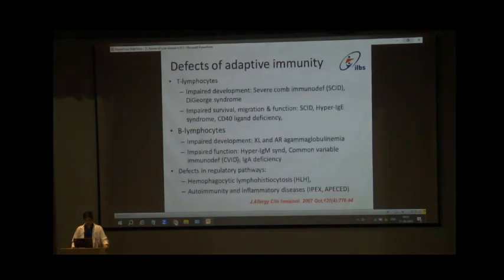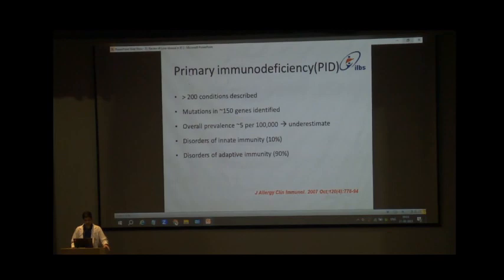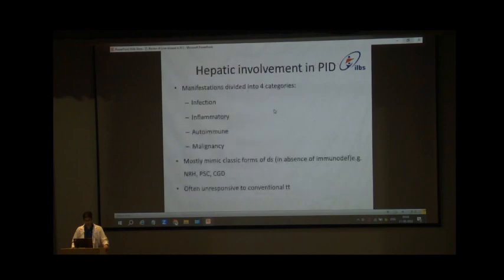Primary immune deficiency: more than around 200 conditions of primary immune deficiency have been identified, with more than 150 gene mutations. The prevalence varies from 1 in 750 to 1 in 1 lakh, depending on the primary immune deficiency disorder. Disorders of innate immunity occur in 10% of patients and disorders of adaptive immunity occur in 90% of patients.